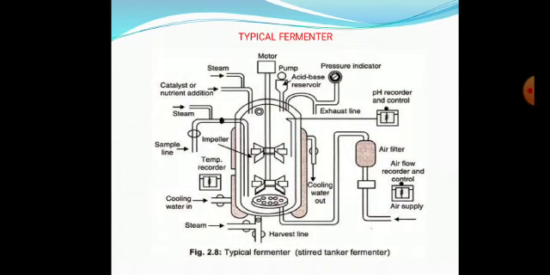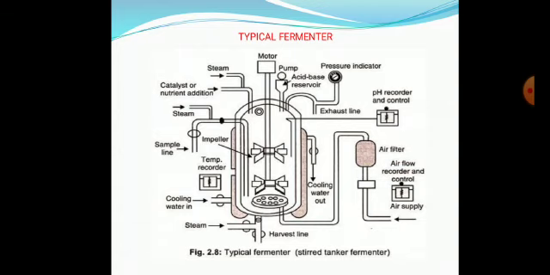And right hand side top corner, you can see there is a pressure indicator, and there are pumps to supply acid and base, that is to maintain the pH. Whenever the pH increases in the medium, acid will be added into the vessel. Whenever pH decreases in the medium, alkali will be added into the vessel.